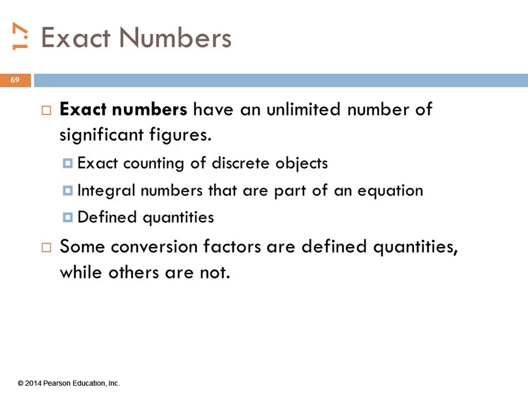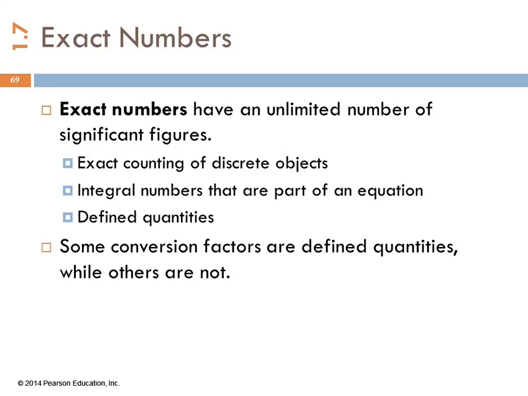Exact numbers. There are some numbers that are exact. One example is exact counting of discrete objects. How many fingers am I holding up? Are you sure? 4. 1, 2, 3, 4. We can count them, right? There's not 3.5. There's 4. I purposely didn't do 5 because somebody would argue that my thumb is not a finger, it's a thumb. So I don't want to go there. 4. We can count that.